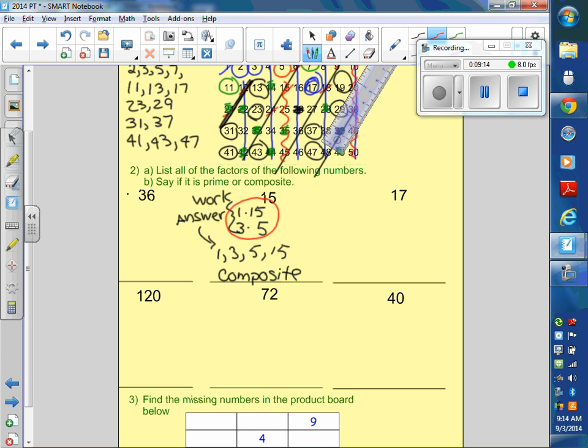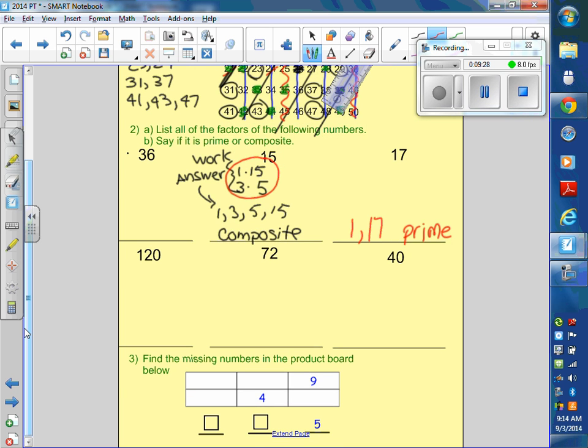It's a starting point. Like for 17, hopefully you know it's just 1 and 17 because it's prime. And prime numbers only have how many factors? 1 and itself, right? 2 factors. 120, bigger list.